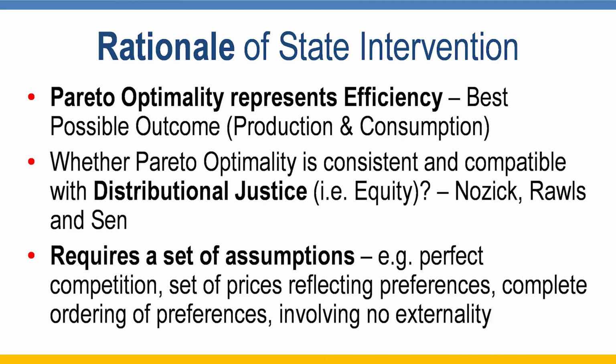Pareto optimum can produce efficiency along with equity, provided we have a set of assumptions: perfect competition in the market, a set of prices for commodities and services reflecting preferences, a complete ordering of the preferences, and no externality, and so on and so forth. So the two points are very clear: the Pareto optimum represents efficiency provided a set of assumptions are fulfilled, and it is also important to see whether that Pareto optimum is consistent and compatible with the idea of distributional justice.